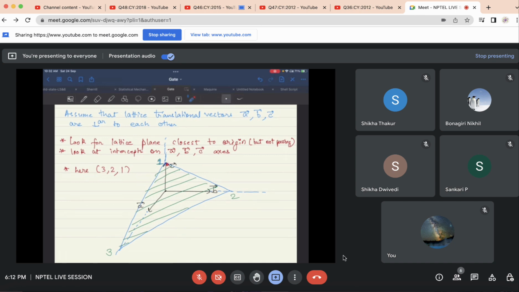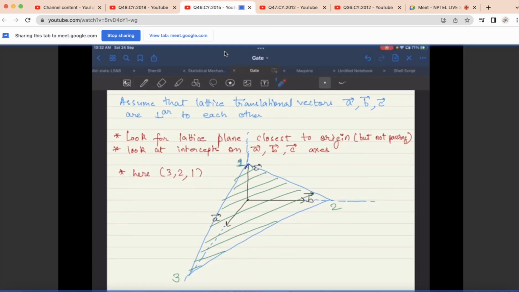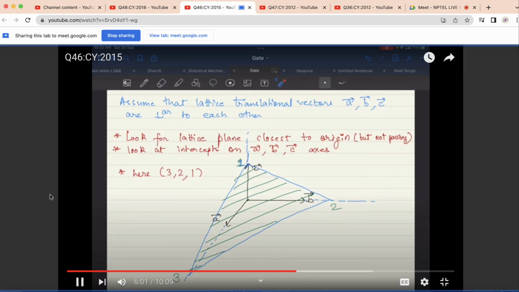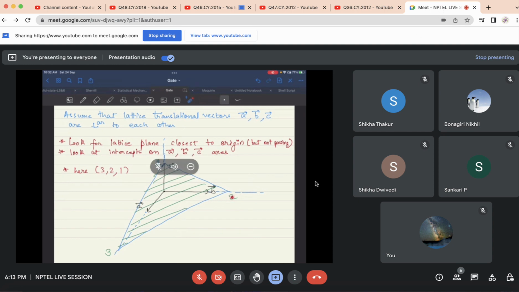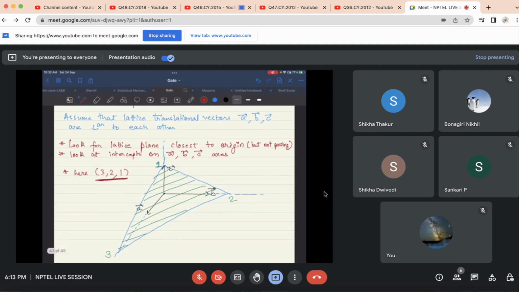For example, here this is the plane in blue shaded in green. So this plane intercepts axis a. You can extend it to axis a, axis b, and axis c such that it intercepts at 1, 3, 2. So if I write the intercept at a first, that will be a, 2, 1. So this is the intercept for the a, b, and c vectors.